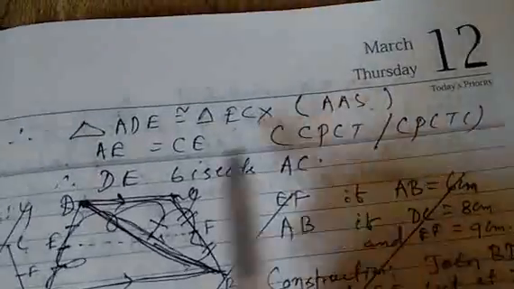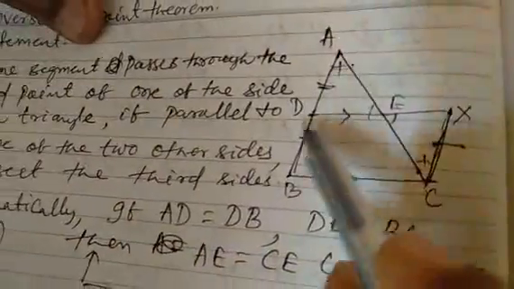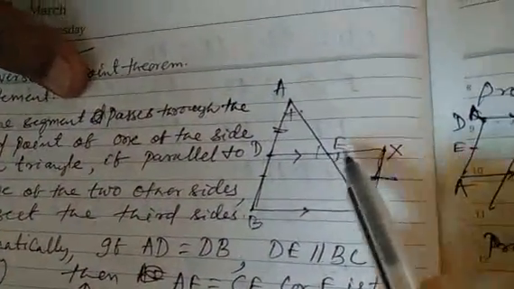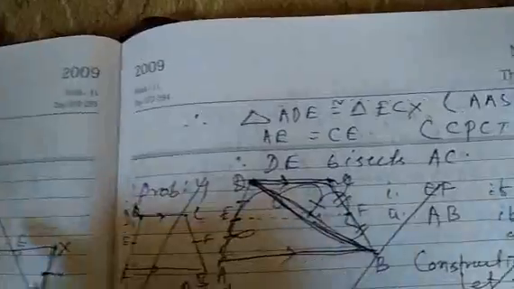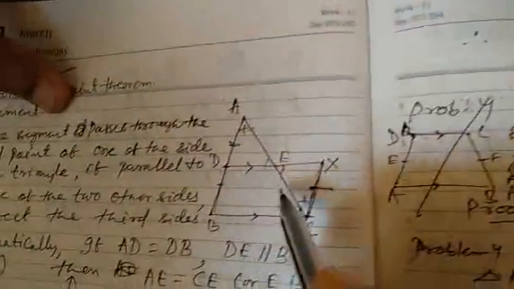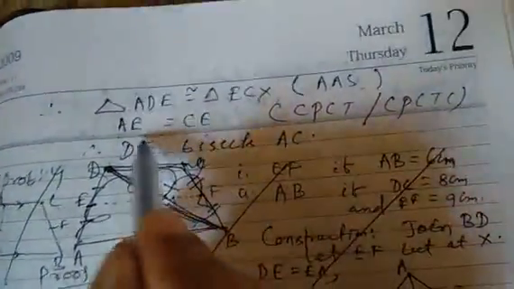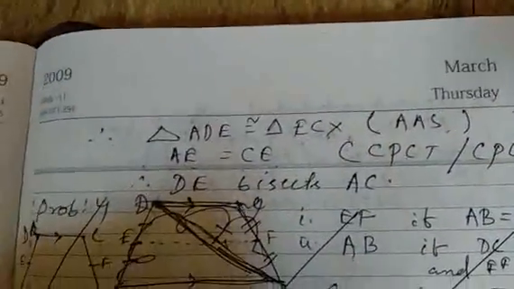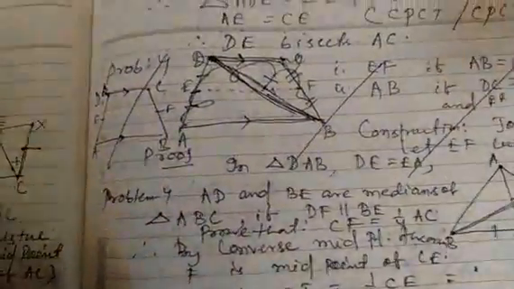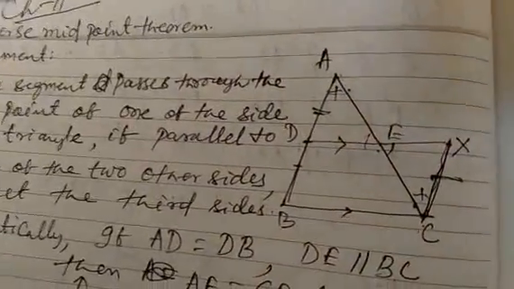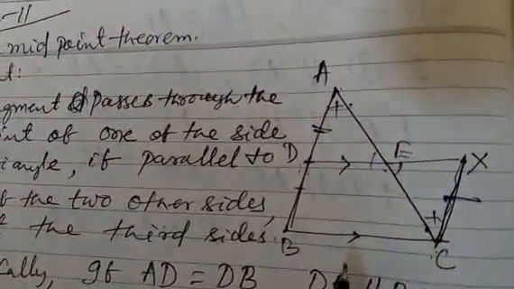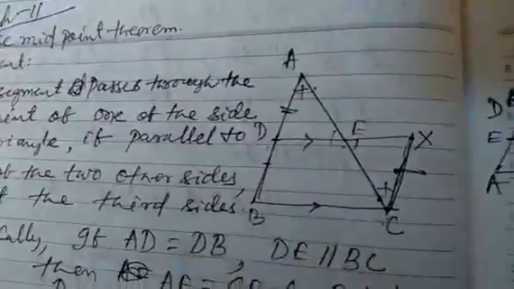Okay, so by AAS, we got triangle ADE congruent to triangle CXE. Therefore, by CPCTC, this is equal to this. By CPCTC, we prove that AE is equal to EC. This proves that E is the midpoint of AC. That proves that a line segment joining the midpoint of one side of a triangle, parallel to another side, bisects the third side. Hence, this proves the converse midpoint theorem.